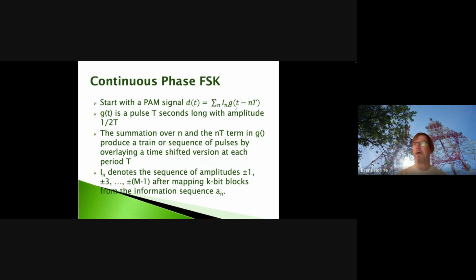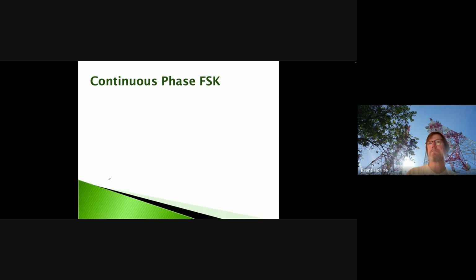So here, this I of n could be plus or minus 1, or it could be a larger set of M samples, after mapping k-bit blocks from the information sequence a_n. So this is doing that kind of mapping from k bits to a particular symbol, one of M different symbols.